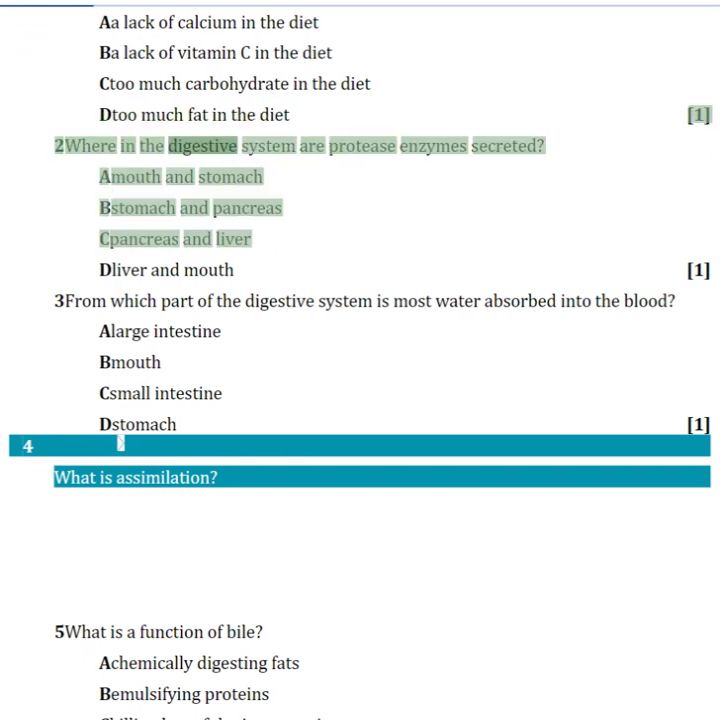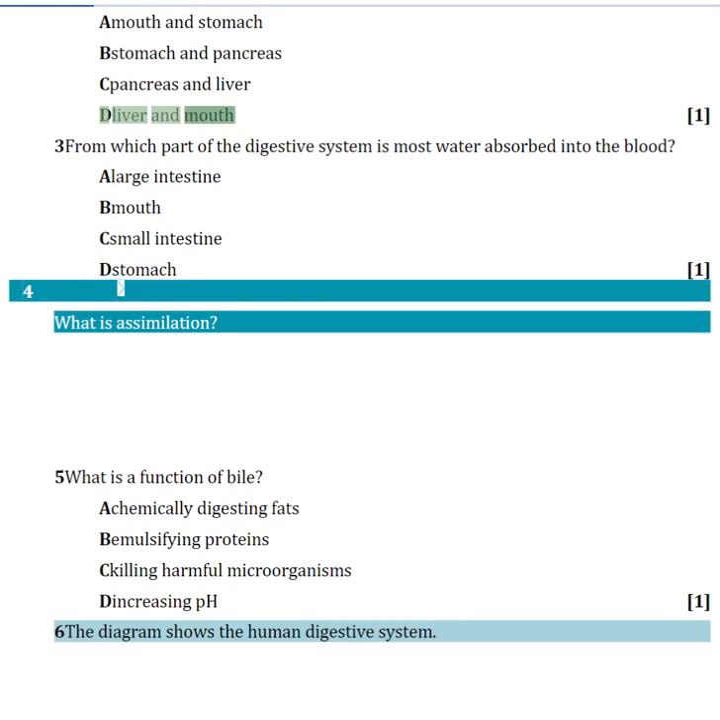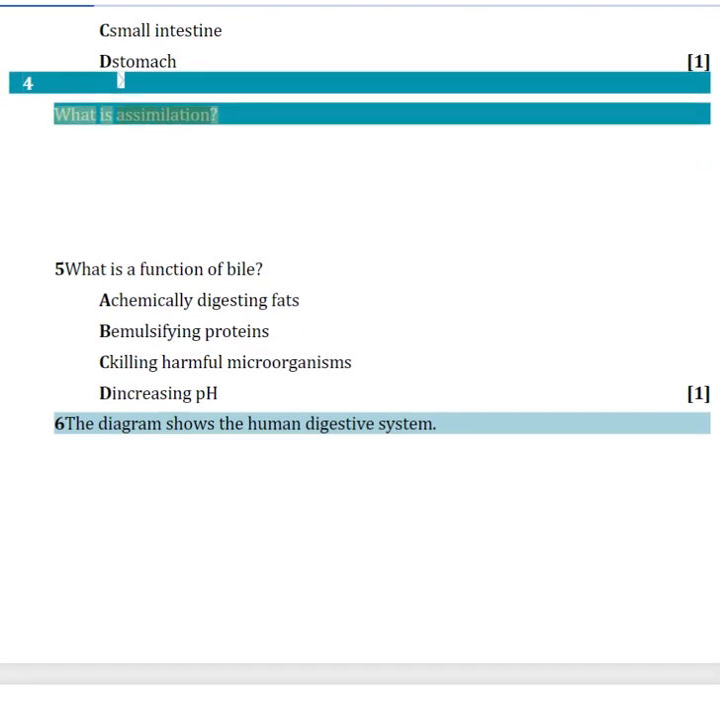2. Where in the digestive system are protein enzymes secreted? A. Mouth and stomach. B. Stomach and pancreas. C. Pancreas and liver. D. Liver and mouth. 3. From which part of the digestive system is most water absorbed into the blood? A. Large intestine. B. Mouth. C. Small intestine. D. Stomach.